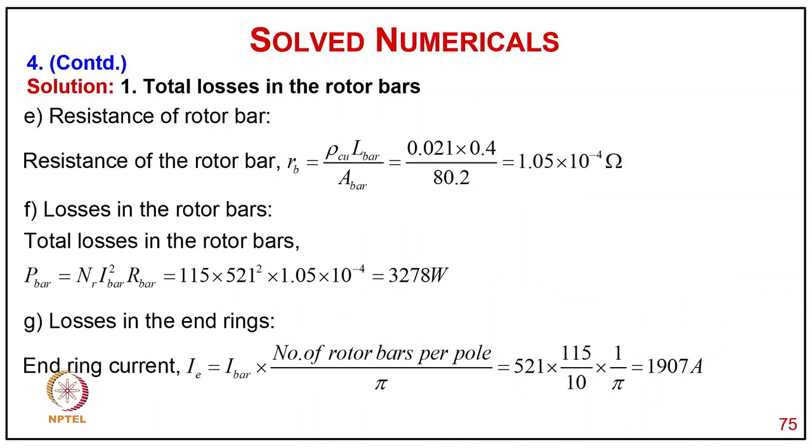And resistance of bar, R B equals rho Cu into L B upon A bar. Putting the value, it comes 1.05 into 10 power minus 4 ohm. Loss in the rotor bar is total loss in the rotor bar, P bar equals N R I B square R B. Putting the value, it comes 3278 watt.